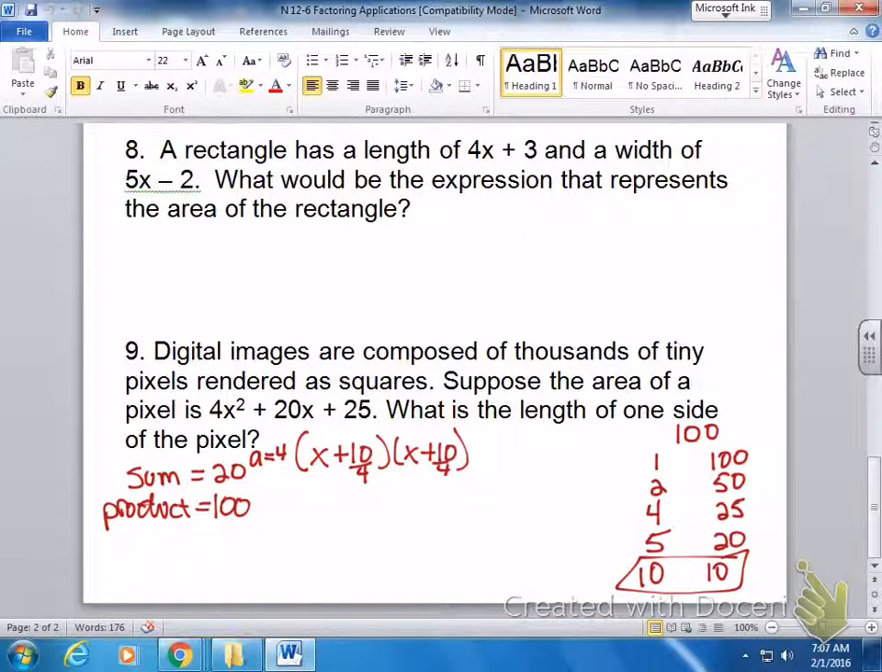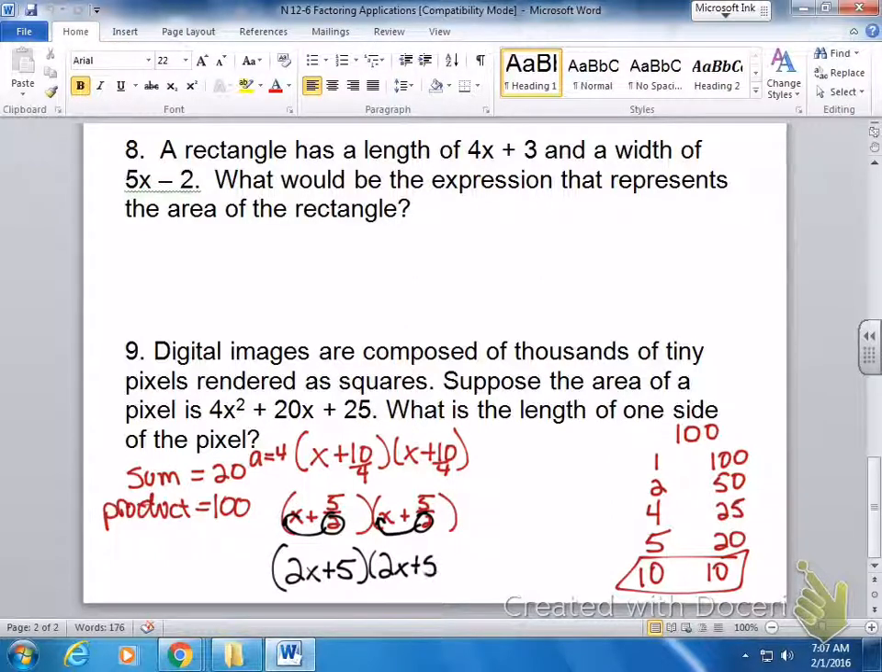Now we have to simplify the fractions, and again, you can do that in your calculator. I get x plus 10 over 4 simplifies to 5 over 2. And the second one is exactly the same, 5 over 2. Now that I've simplified my fractions, I can swing the denominator out into the front, and I get my final answer at 2x plus 5 times 2x plus 5.